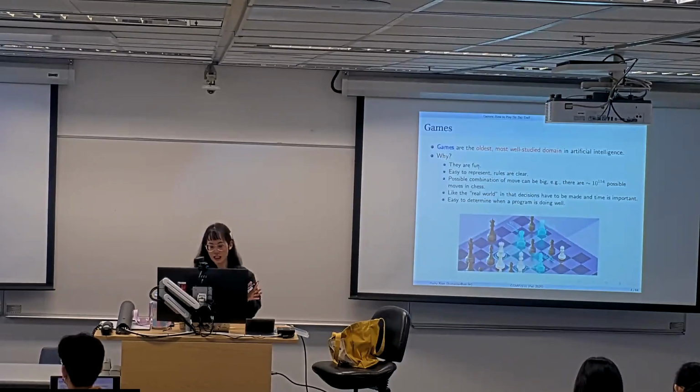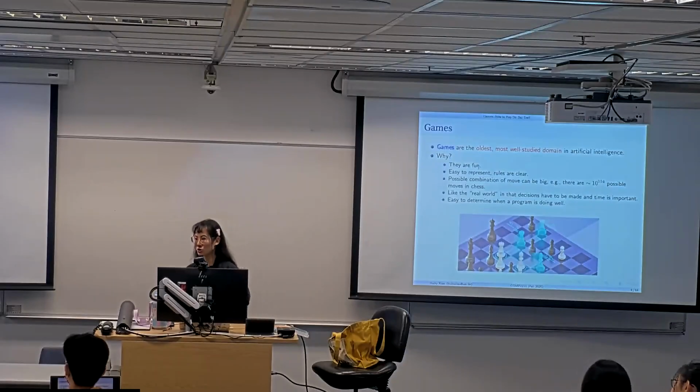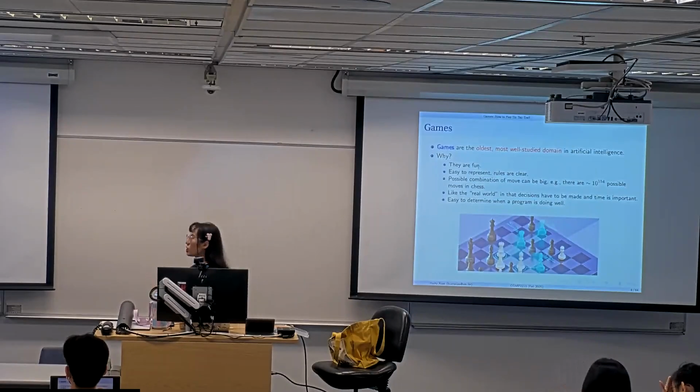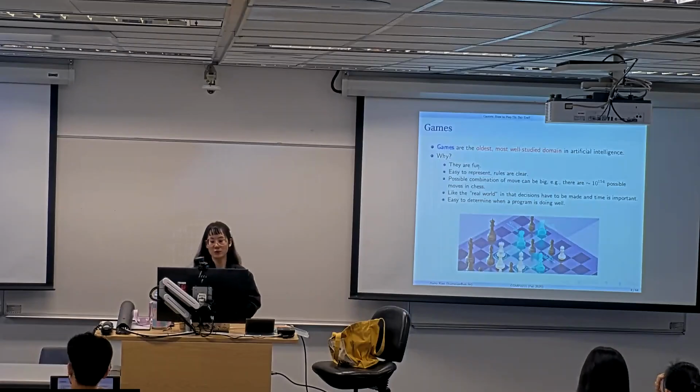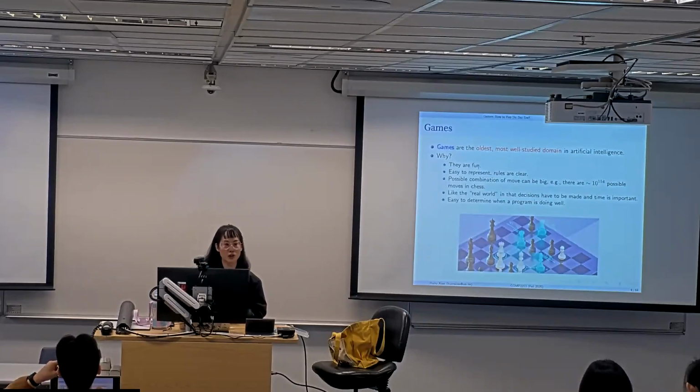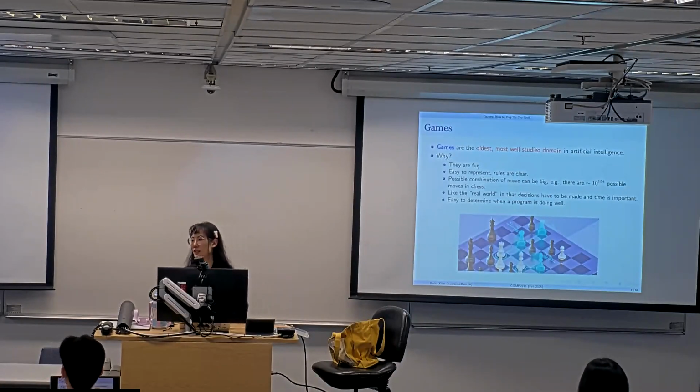Games are very easy to represent. Each game state, we can try to use some symbols or mathematics to represent. And for games, usually the rules are very clear. As long as the rules are clear, then we can try to encode them, try to program them. And for games, we know that the possible combinations of moves can be very big. For example, if we consider chess, there are 10 to the power of 154 possible moves in chess.